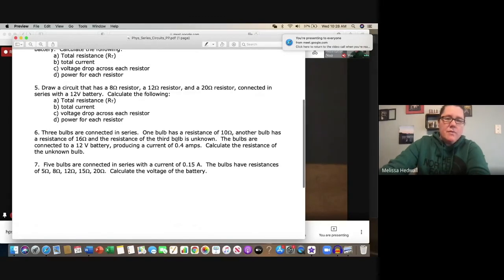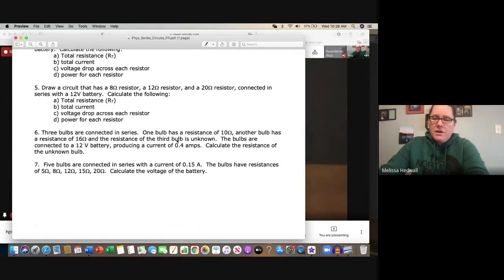This one says 5 bulbs are connected in series with a current of 0.15 amps. The bulbs have a resistance of 5 ohms, 8 ohms, 12 ohms, 15, and 20. So we have 5 ohms, 8 ohms, 12 ohms, 15 ohms, and 20 ohms.